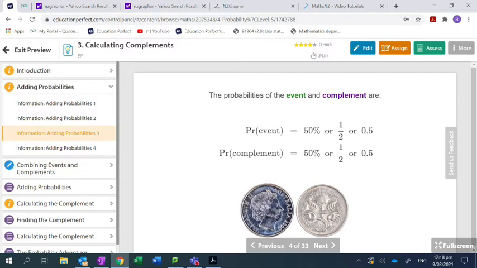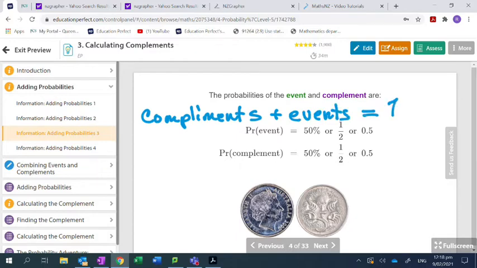So in your notes, you need to write complements plus events always add together to equal 1. So a complement plus an event is always going to equal 1.